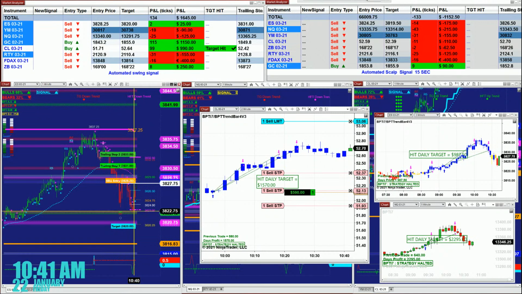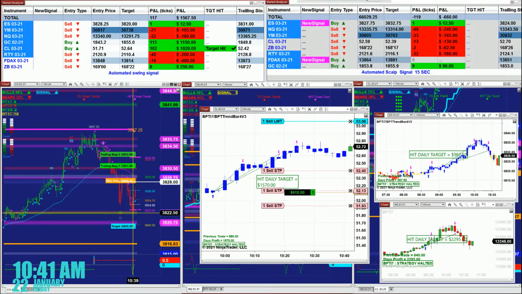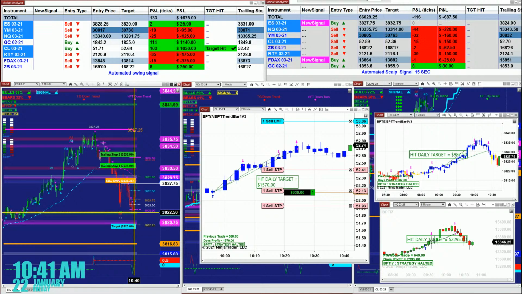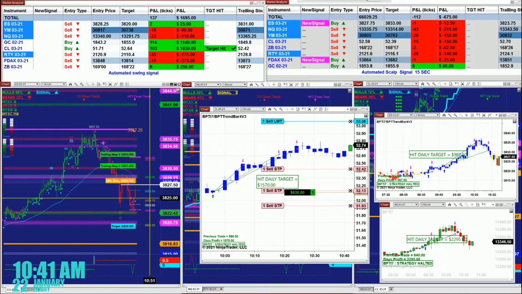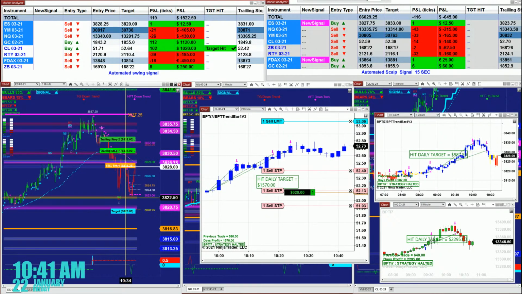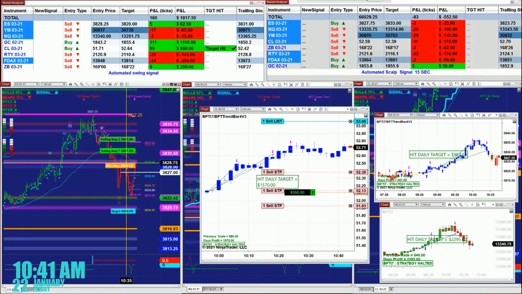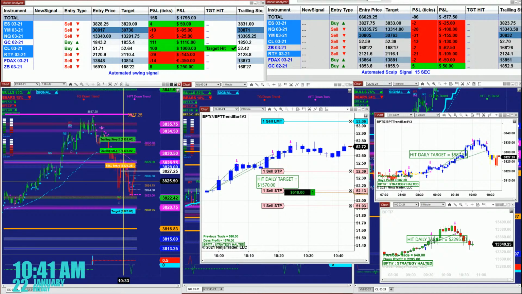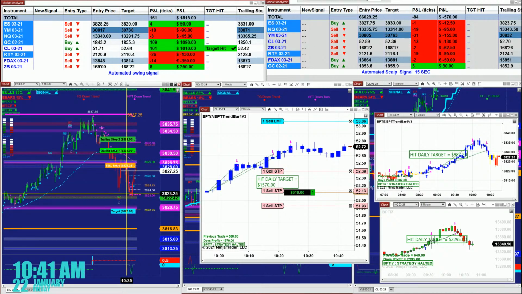What we said 20 minutes ago, this is the border. That's exactly what happened. 28, 22, 50. And now the market got stuck on the ES between two lines. Support 28, 22, 50. Resistance 28, 28, 75. The market got stuck in between those two.